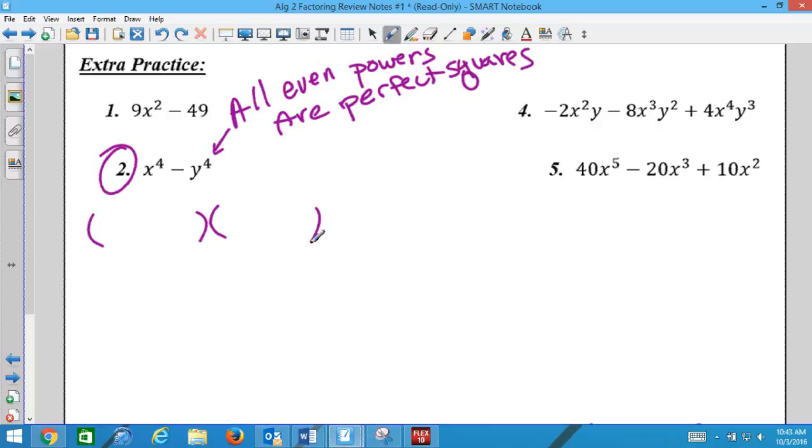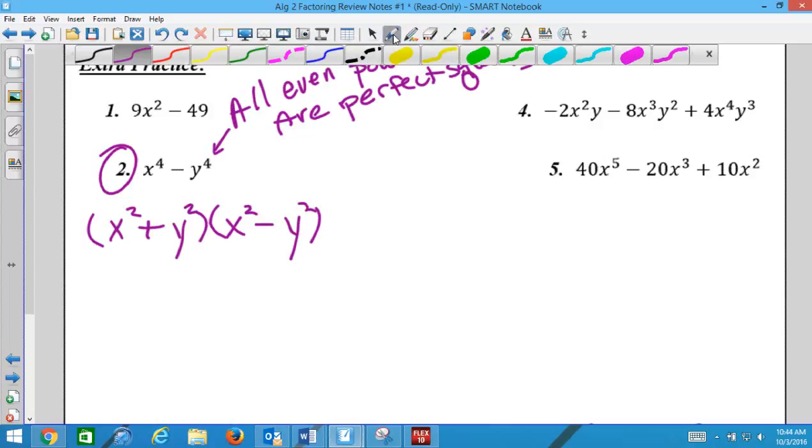And if you're not sure, we're thinking to ourselves, what multiplied by itself gives me x to the 4th? X squared times x squared. We make one plus, one minus. What multiplied by itself is y to the 4th? Y squared, y squared. Now, we check them. X squared plus y squared. Is that subtraction? No. So that one's done.